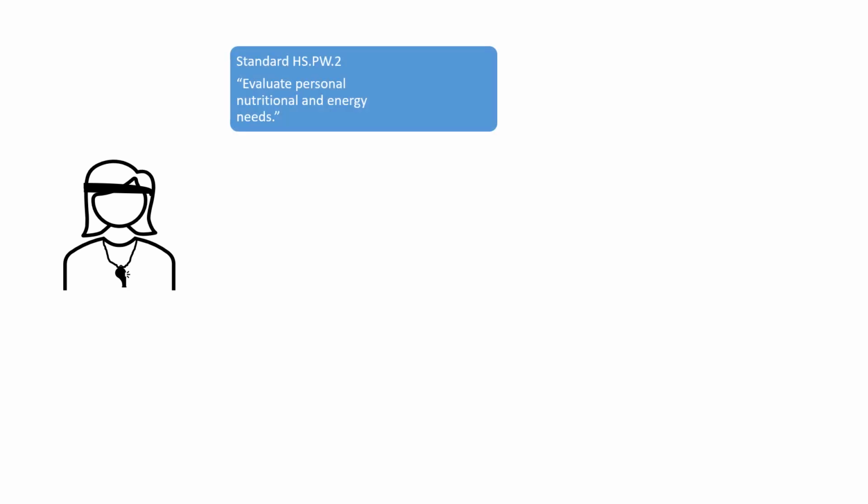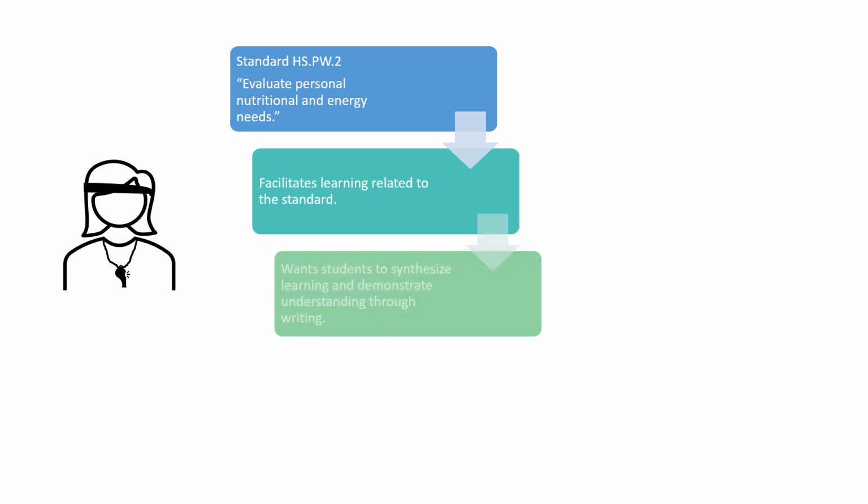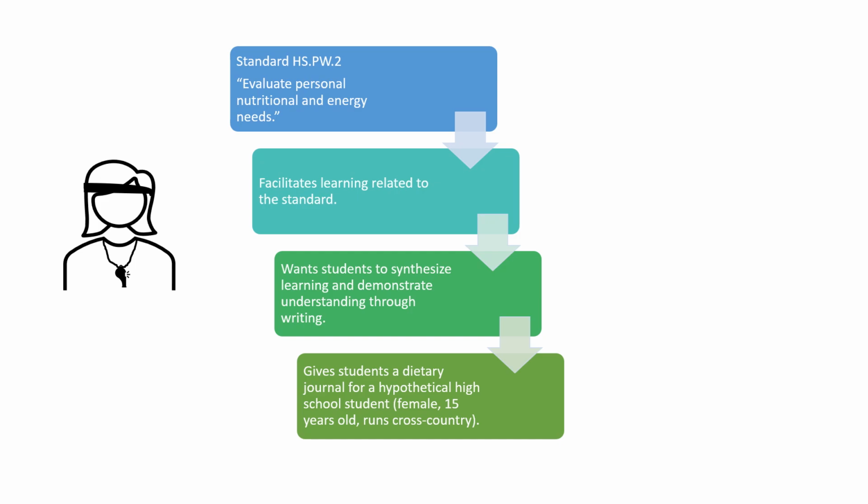To start today, let's see how we can help this lifetime wellness teacher create a better writing prompt. Her current instructional unit addresses the state standard Evaluate Personal, Nutritional, and Energy Needs. She's already facilitated learning with her students, and she wants students to synthesize learning and demonstrate their understanding through writing. So, she gives her students a dietary journal for a hypothetical high school student.